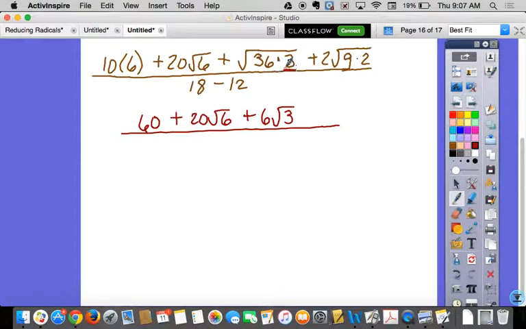The 3 is left. Now, think carefully. The square root of 9 is 3. 3 comes outside and multiplies times the 2. So 2 times that 3 gives me a 6. This 2 remains inside. Now you can scan it. Every one of these is different, so nothing goes together in the top. 18 minus 12 is 6.